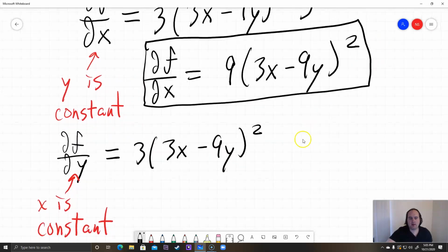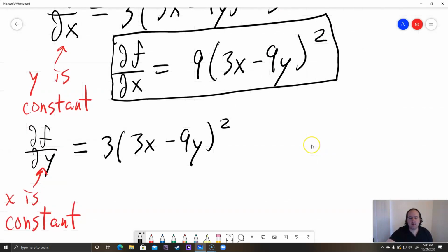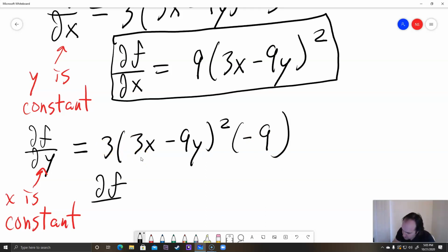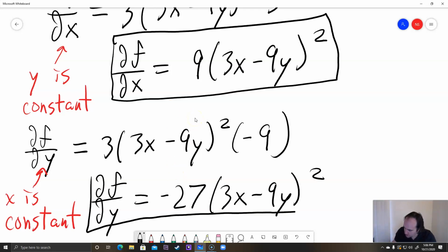But remember, this time x is constant. So that means our 3x is going to be constant, so the derivative of 3x is 0. And then the derivative of negative 9y is going to be negative 9. So we're going to multiply this times negative 9. So you have 3 times the quantity 3x minus 9y, quantity squared, times negative 9. And of course we can multiply the negative 9 times a positive 3, and that gives us negative 27. So our partial f, partial y is going to equal negative 27 times the quantity 3x minus 9y, quantity squared. That's our partial f, partial y.